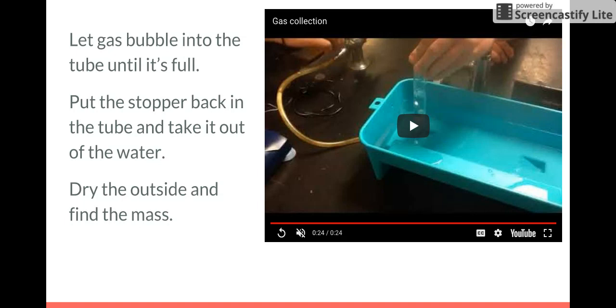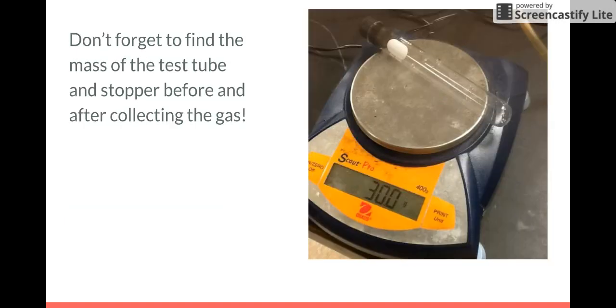Once the stopper is in, you can take it out of the water, dry off the outside so it doesn't affect the results, and find the mass of your test tube, stopper, and gas. Make sure we get that last measurement of the gas. There might be a few little water droplets inside, but it shouldn't be enough to significantly affect the results here.